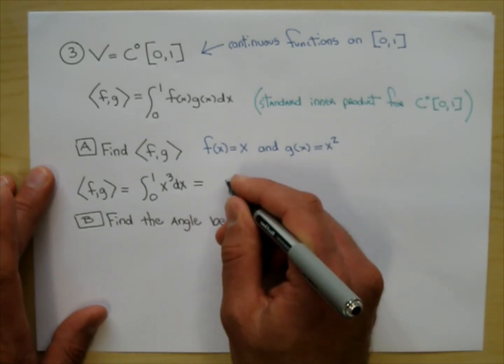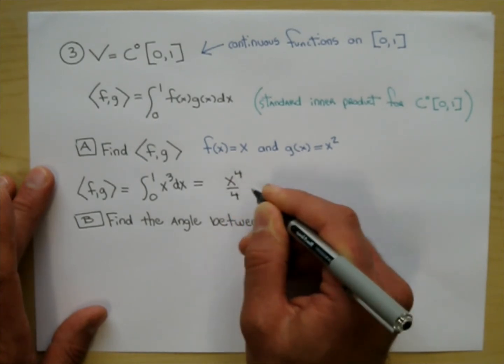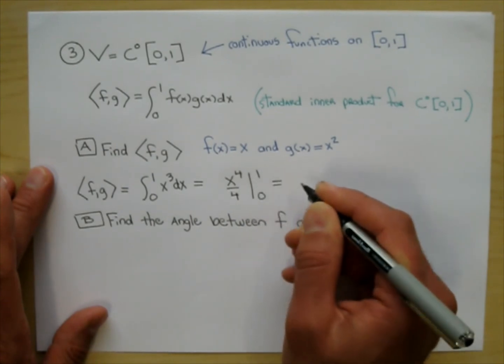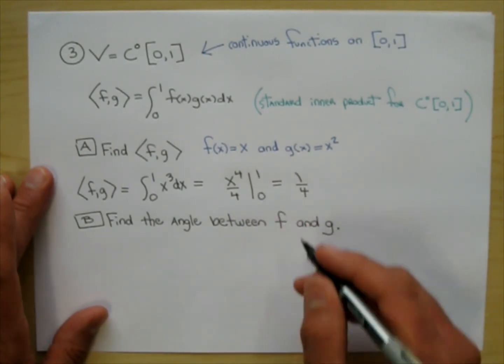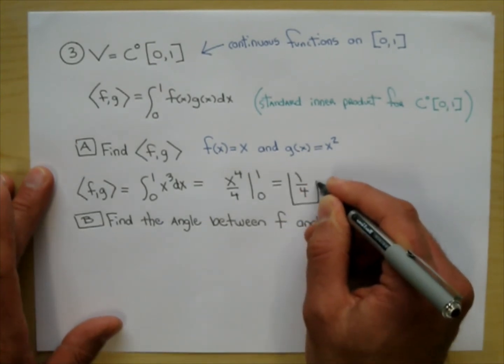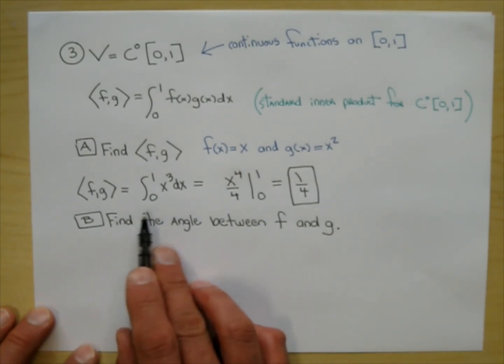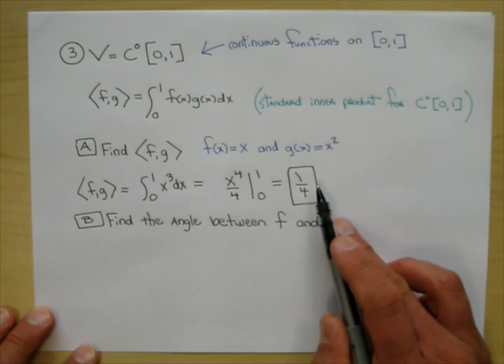So you take the antiderivative, you get x to the 4th over 4. This gets evaluated from 0 to 1. You put 1 in there, that's 1/4. You put 0 in there, that's 0. So we have just found the inner product. The inner product is 1/4. So the inner product is a generalization of the dot product. Okay, so I'm not saying we're doing the dot product here. I'm saying the dot product is one example of an inner product. 1/4.